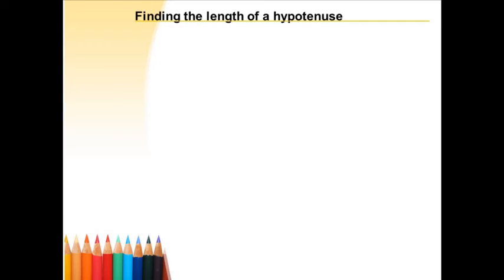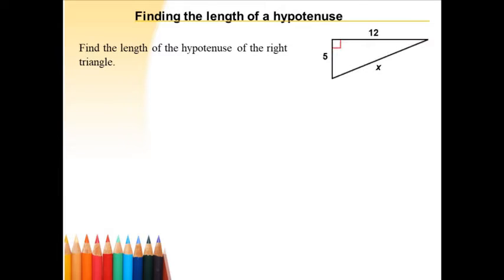You can use the Pythagorean theorem to find the length of a right triangle's hypotenuse given the lengths of its legs, or, given the length of the hypotenuse and one of the legs, to find the other leg, and vice versa. Let's take this first example: finding the length of a hypotenuse. Find the length of the hypotenuse of the right triangle in this figure.